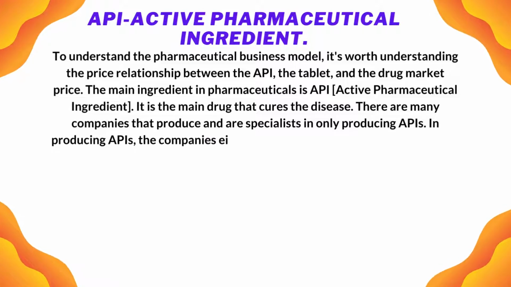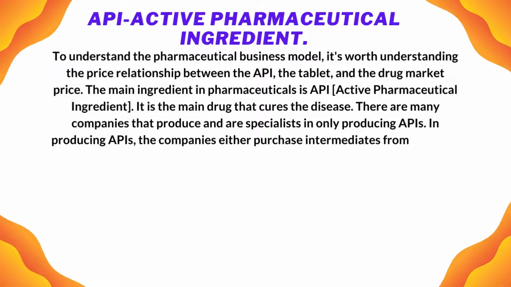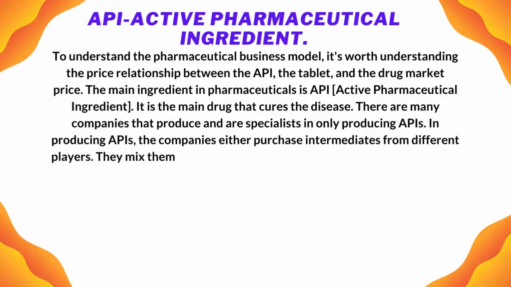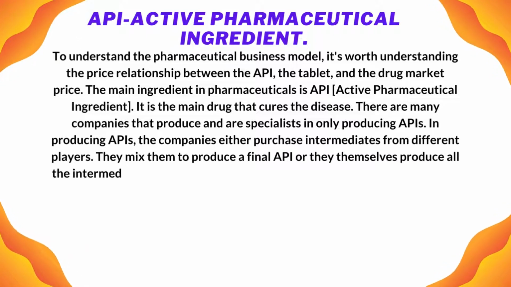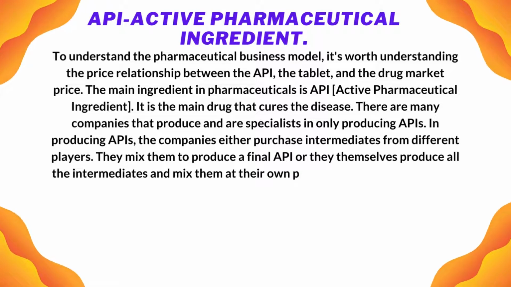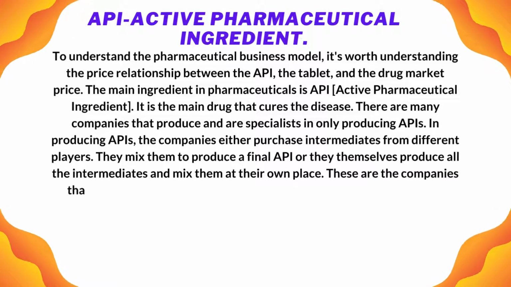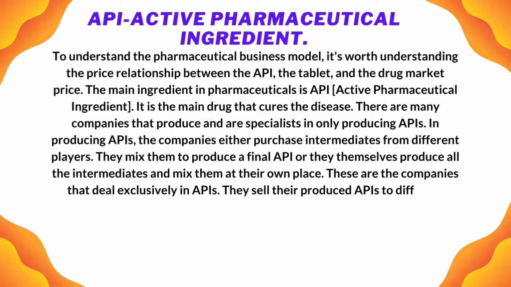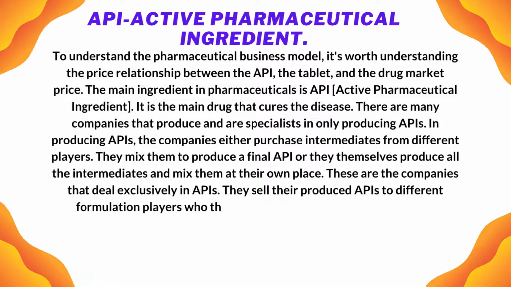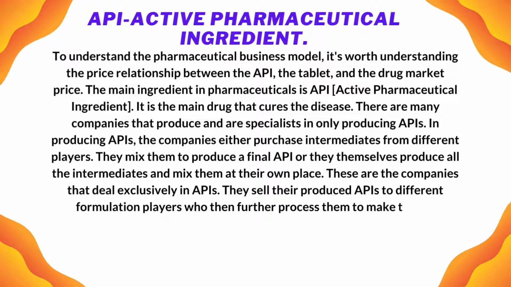In producing APIs, the companies either purchase intermediates from different players and mix them to produce a final API, or they themselves produce all the intermediates and mix them at their own place. These are the companies that deal exclusively in APIs. They sell their produced APIs to different formulation players, who then further process them to make them a consumable drug.